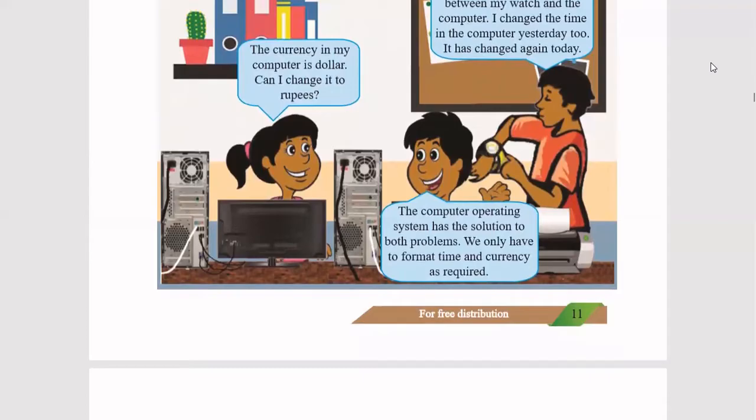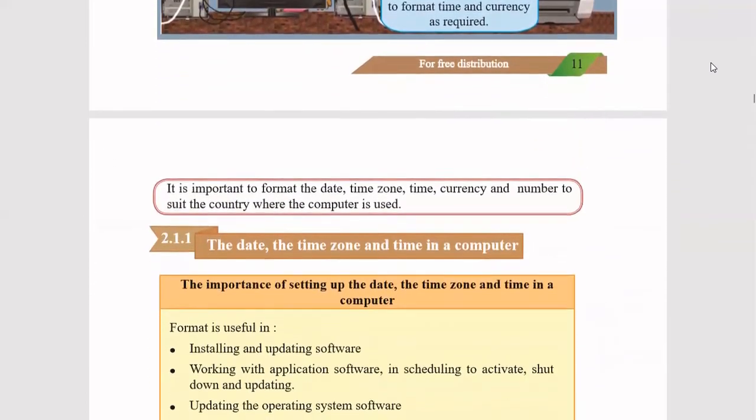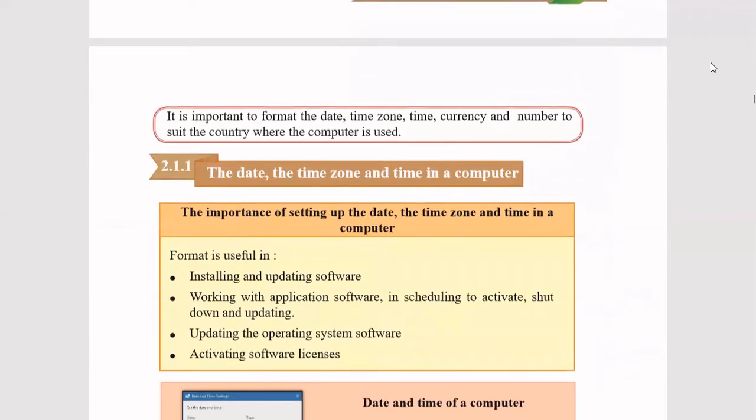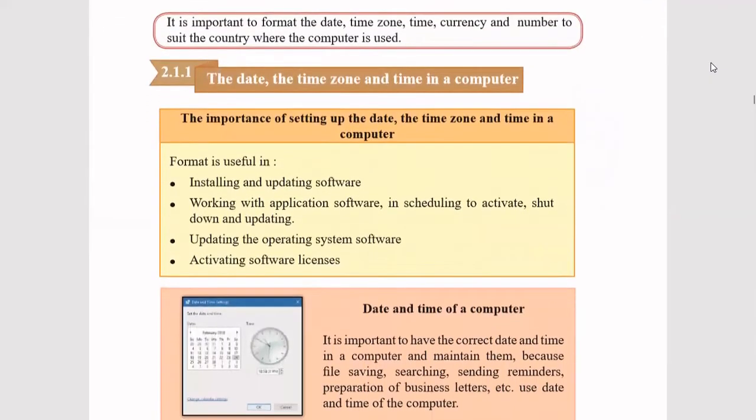So we should know. Similar to that, there are different kinds of number formats, right? For example, whether you put a comma after every three numbers, how to put the decimal number, how many decimal points you need. There are different kinds of formats. So in the first part, we are talking about how to configure the date, the time zone, and the time of the computer.